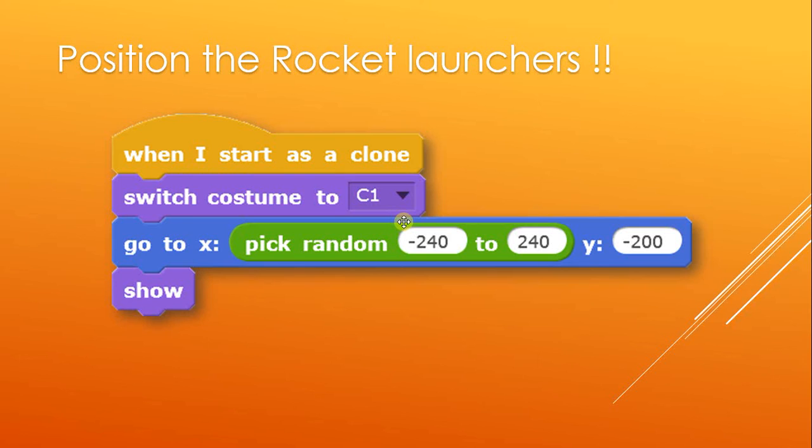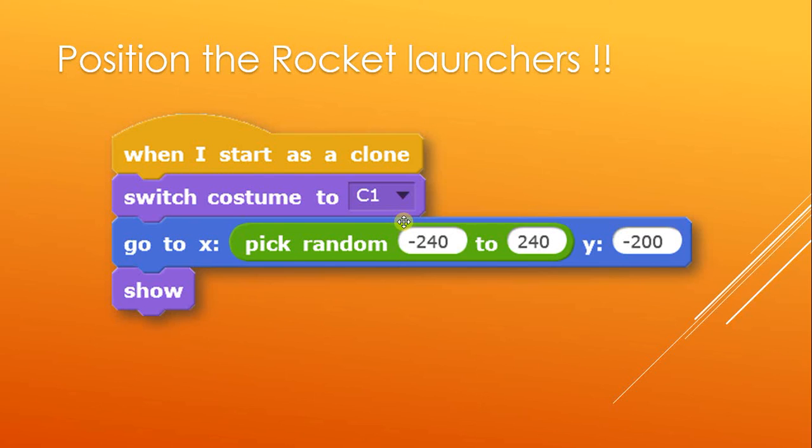Who can tell me what this is doing? The sprite is going to be flying around the stage and it's going to be switching costumes to look like the fireworks are exploding. The first thing it does is make sure I'm set to the C1 costume, which is the little red dot, looks like a rocket. Then I'm going to set my launch position at the bottom of the screen, somewhere randomly along the bottom, but always at the same ground level. And then I'm going to show myself.